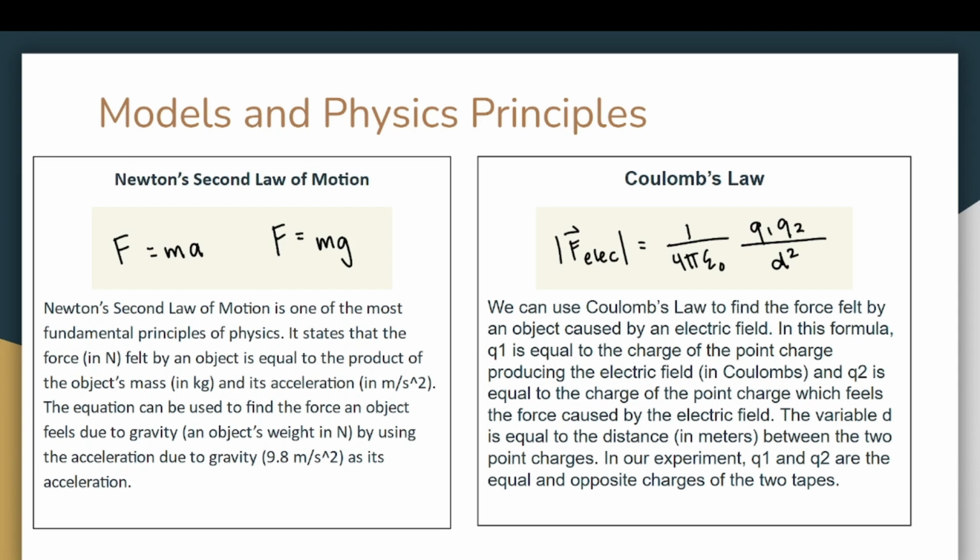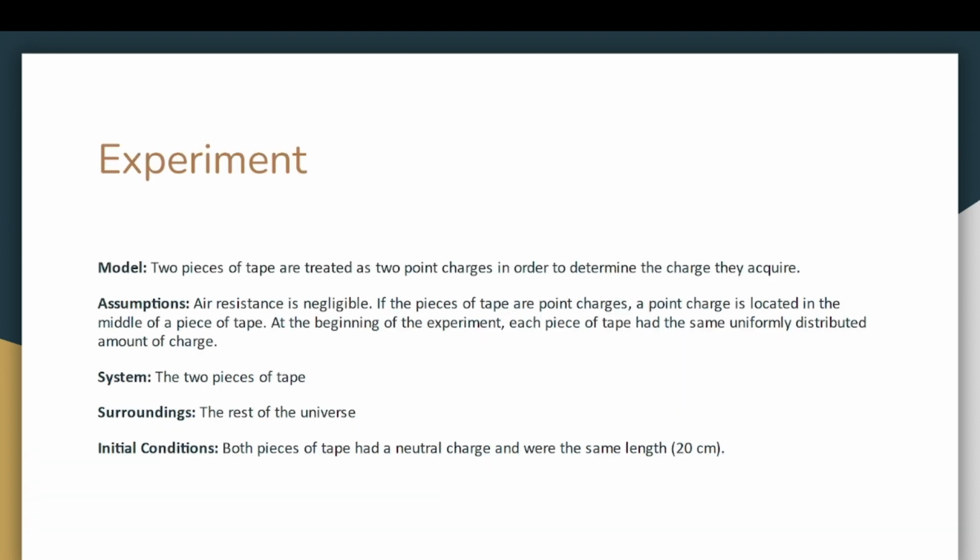Here we see explanations of Newton's second law of motion and Coulomb's law and images of the formulas. So in the actual experiment, we had two pieces of tape that we treated as point charges, and then in our calculations in this lab, we treated them as line charges. We assume that air resistance is negligible, that if the tape is a point charge, the point charge is located in the middle of the tape, and at the beginning of the experiment, each tape had the same uniformly distributed amount of charge, which was neutral.